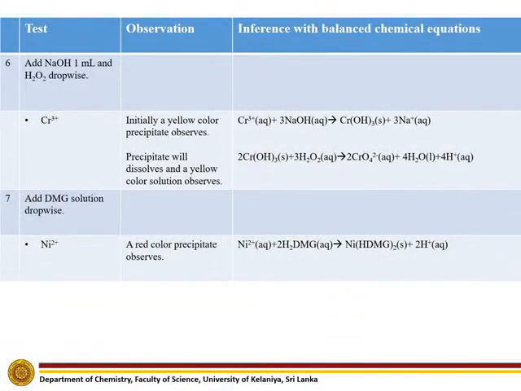In the next experiment, we have to add dimethylglyoxime, which is known as DMG, dropwise to the nickel 2+ ion solution. A red color precipitate is observed. This is due to the formation of this compound.